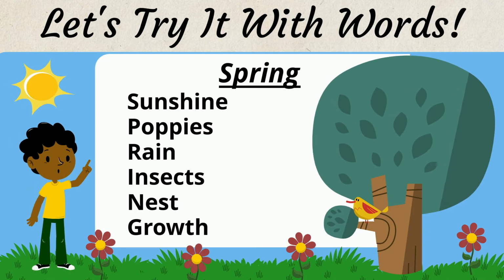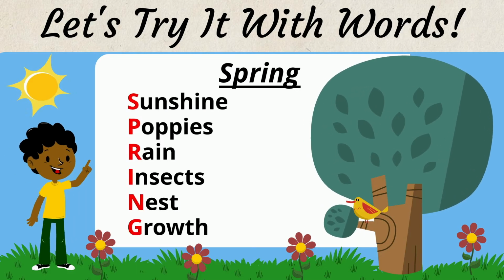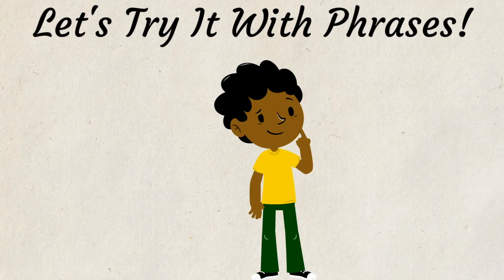I used words that describe my subject, and I put my words together so that my poem follows the correct structure of an acrostic poem. I could also use sentences or phrases to describe my topic. It would look something like this.